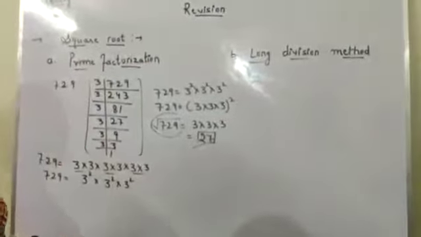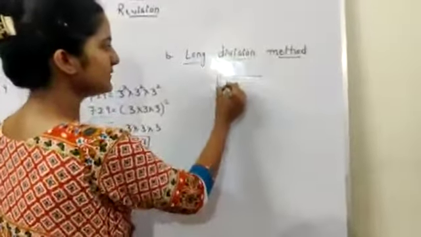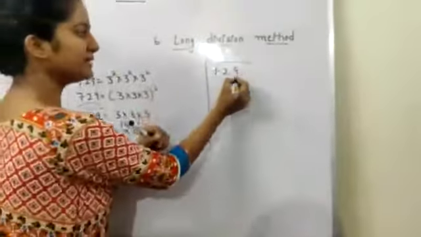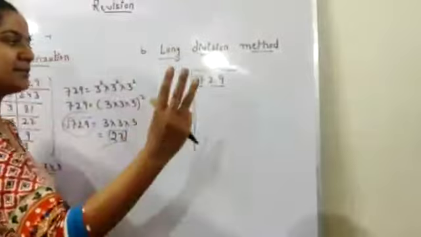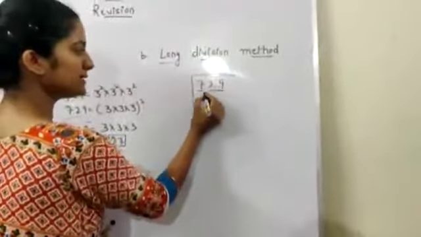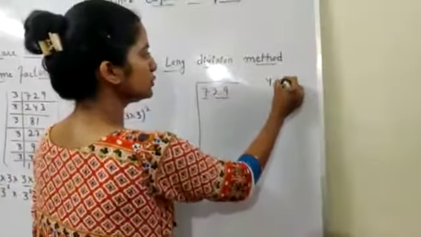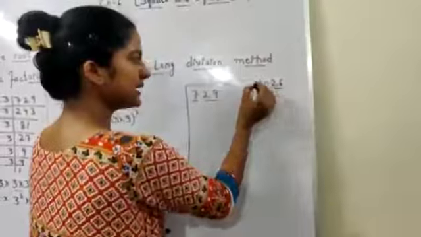Next is the long division method. For the long division method, what we have to do is, for 729, make pairs from the right hand side. See, 729, 3 numbers were here. So one pair is this and the 7 is alone here. If we have numbers like 4, 0, 2, 6, the pairs will be made like this and this.